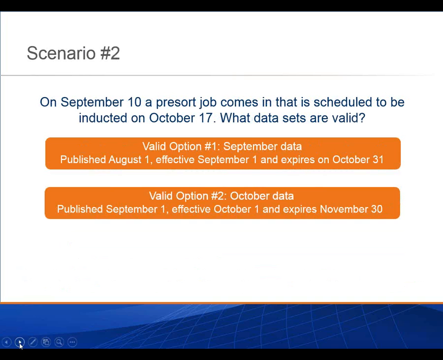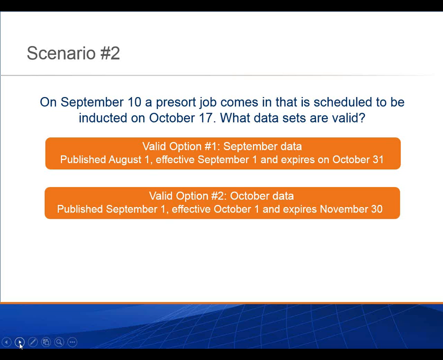All right, another scenario, and it's really just looking at a similar scenario from a little different perspective. So let's say it's currently September 10th, and a pre-sort job comes in, and the job is scheduled to be inducted in the middle of October, October 17th. Then the question is, what are the valid data sets that can be used to do that pre-sort?